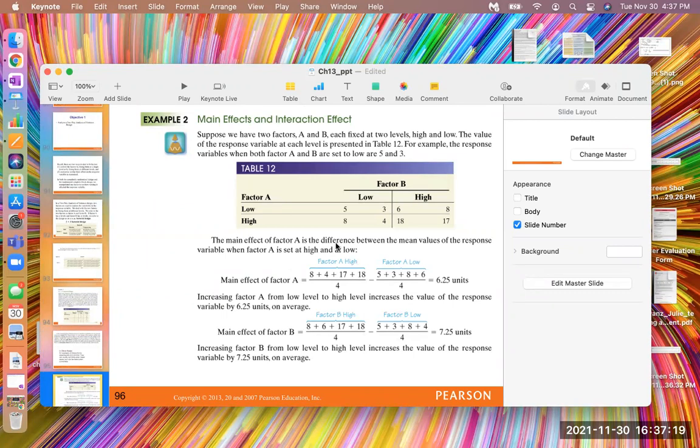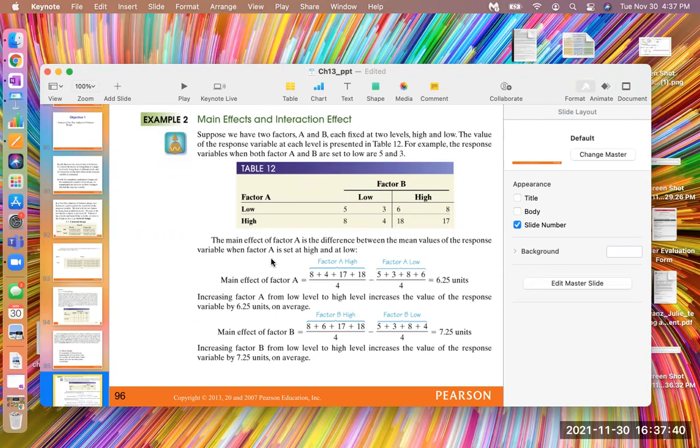Okay, so let's look at the main effects and the interaction effects. Suppose we have two factors, A and B, and each factor is fixed at two levels, high and low. The value of the response variable at each level is represented. For example, the response variables when both factors A and B are set to low are 3 and 5.